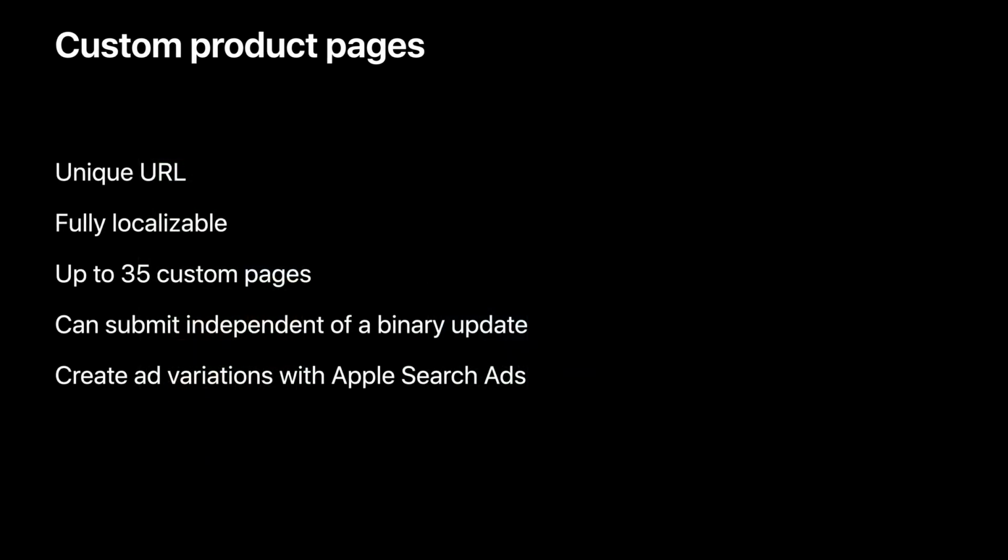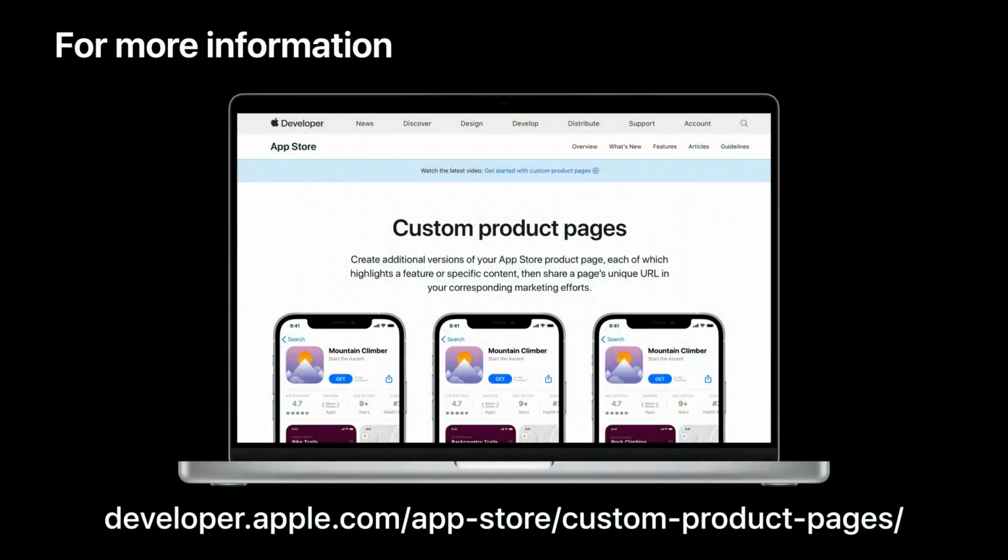You'll share each custom product page using its unique URL in your marketing efforts, such as social media advertising or email campaigns. Each page is fully localizable, and you can submit custom product pages independent of an app binary update. You can have up to 35 custom product pages per app published on the App Store at any given time. You can also use custom product pages to create ad variations with Apple Search Ads. You can learn more about how to create and use custom product pages on the Apple Developer website.